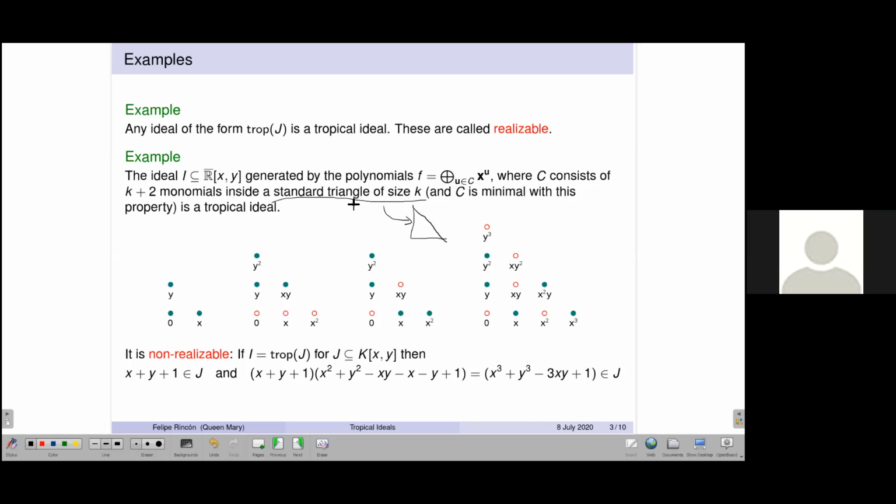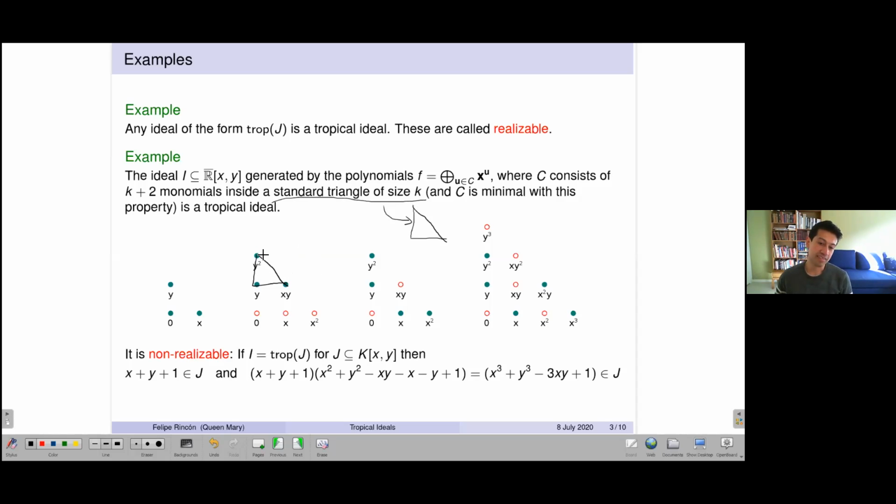What does "C minimal with this property" mean? Yeah, thanks. I'll get to that in a second. So the condition first here is that you need to involve k plus 2 monomials in a triangle of size k. So for instance, here is a triangle of size 1 in the plane. It's a standard triangle of size 1, vertical, horizontal, and slope -1. And I have 3 monomials in there: y, xy, and y squared. So this qualifies as one of the generators of our ideal.